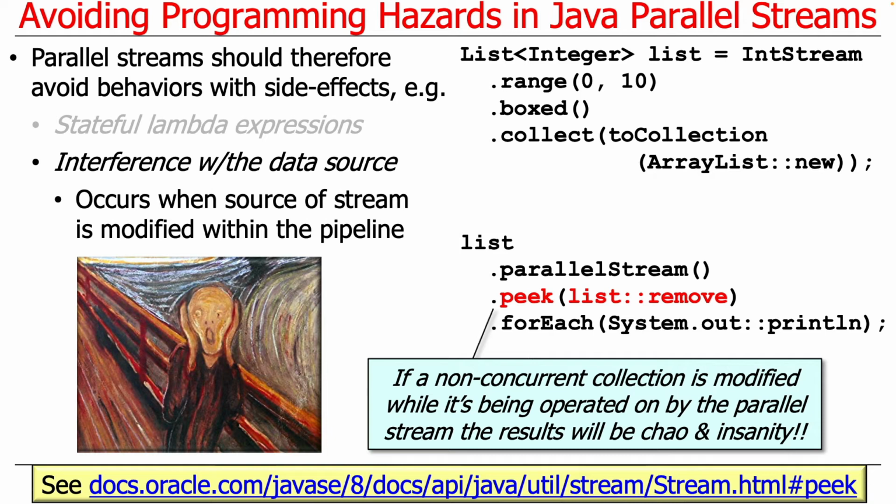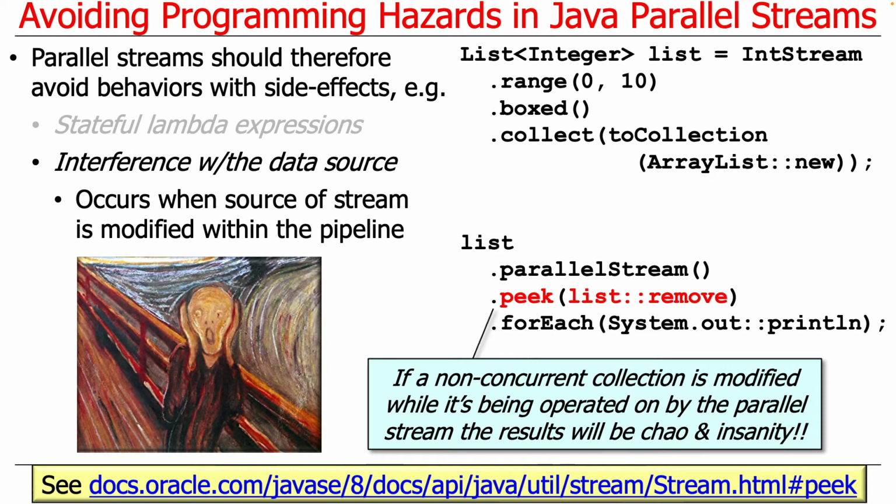Peek is an operation that's intended to have really no side effects. It doesn't change the stream. It's not supposed to change the underlying collection it's being iterated over. It's just to be used for things like debugging and logging.